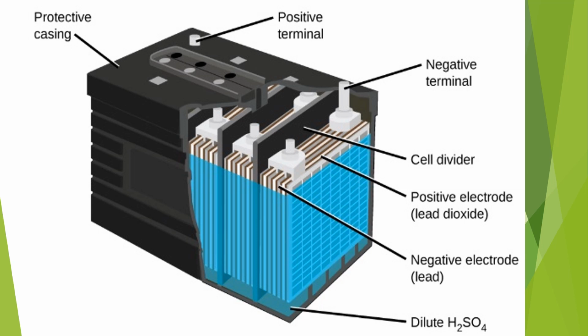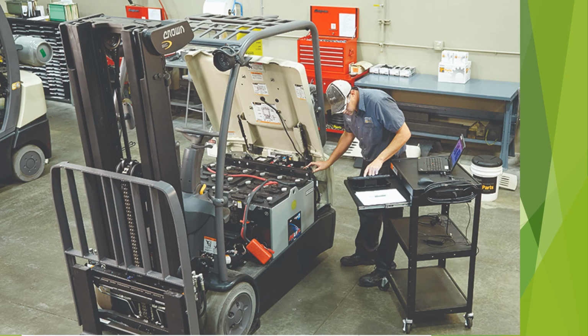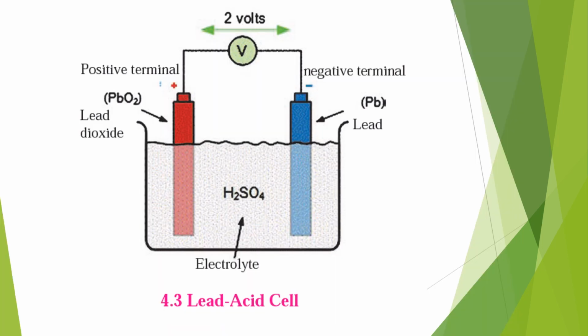The second kind of cell we are going to learn is the lead acid cell. These are normally used in cars, trucks, motorcycles, etc. They can easily be recharged. This consists of two electrodes. One is lead, denoted as Pb, and the second one is lead oxide, denoted as PbO2.